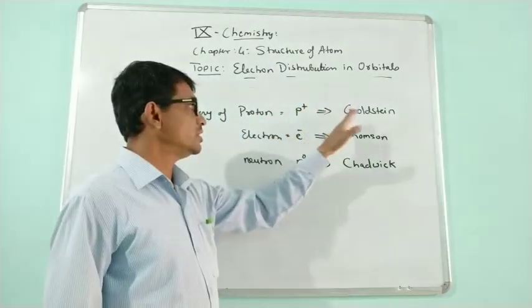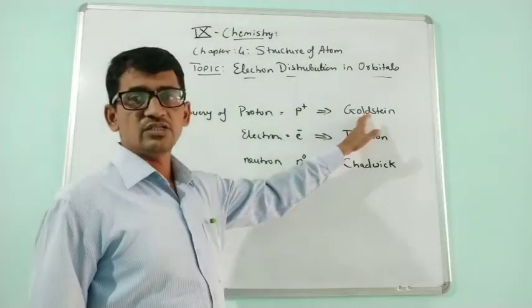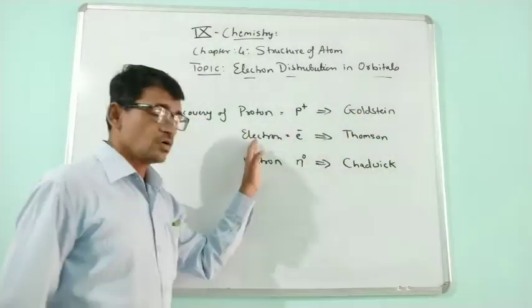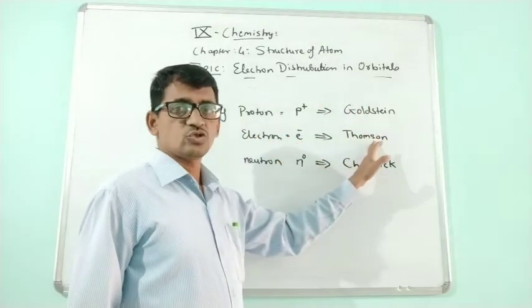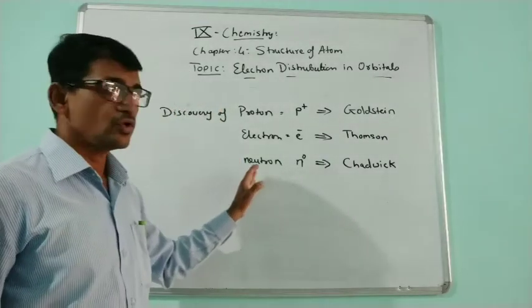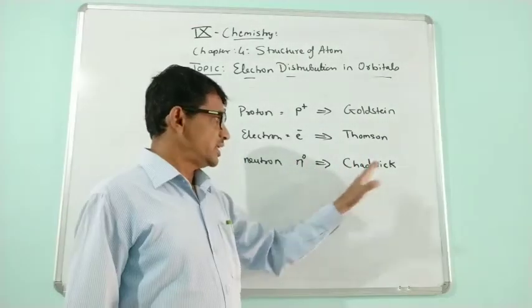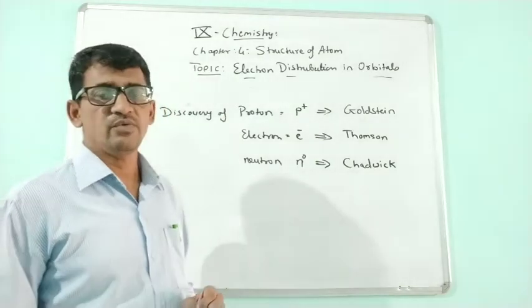Discovery of proton is done by scientist Goldstein. Discovery of electron, that is scientist Thomson. And discovery of neutron is done by scientist Chadwick.